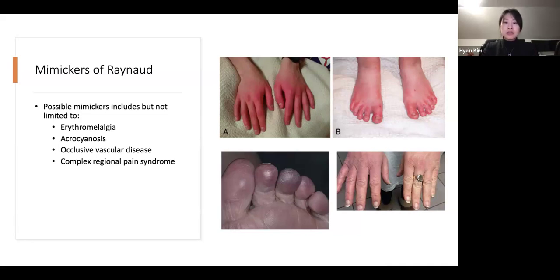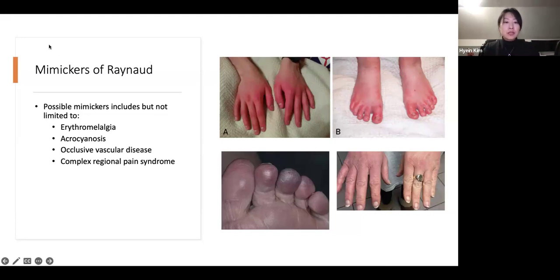Occlusive vascular disease just means that there's some sort of blockage of the blood vessels, whether it's a blood vessel problem or sometimes clotting disorders or congenital abnormalities. So it just leads to lack of blood flow to the fingers or wherever the tissue is.